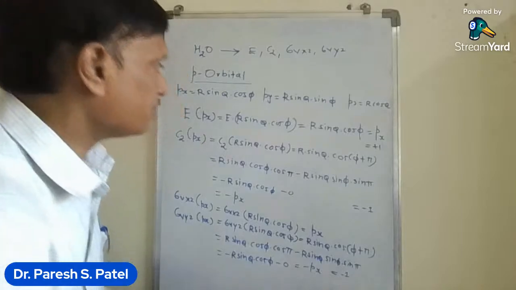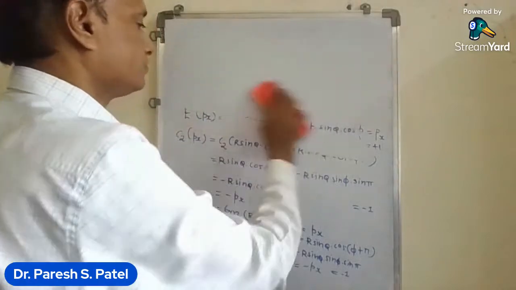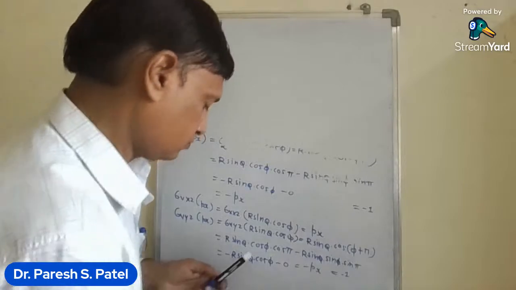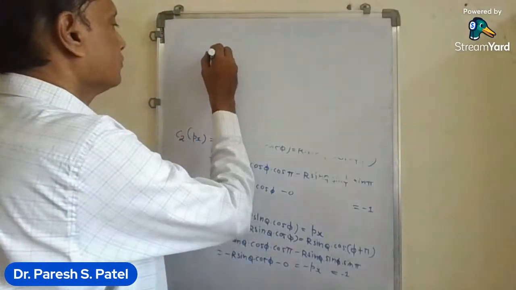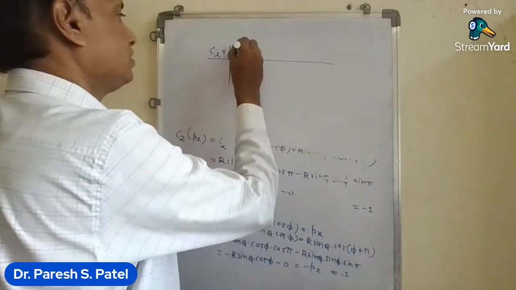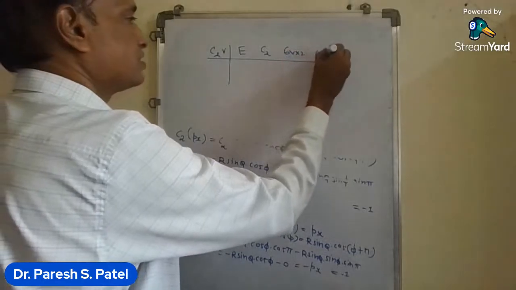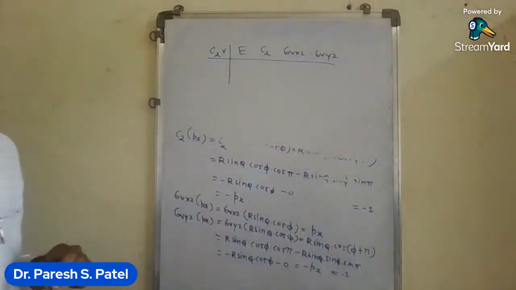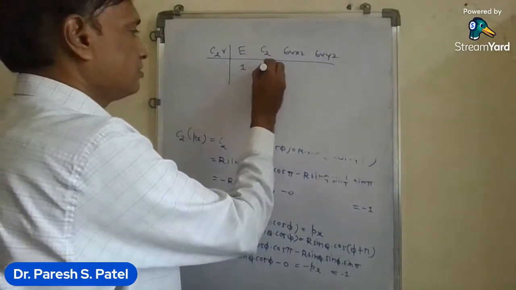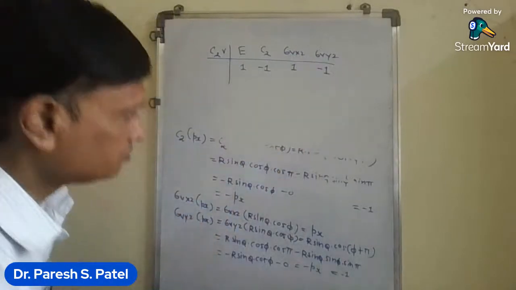So the overall result is: for C2v, E, C2, sigma vxz, sigma vyz, the characters are 1, minus 1, 1, and minus 1.